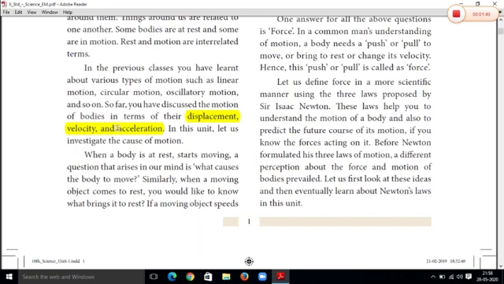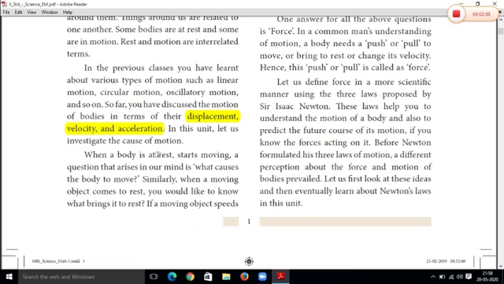Next, acceleration. When the velocity of an object changes, it is said to be accelerating. So, the rate of change of velocity is called acceleration. Acceleration is equal to change in velocity divided by time. The unit for acceleration is m s^-2. Now, let us begin the lesson.